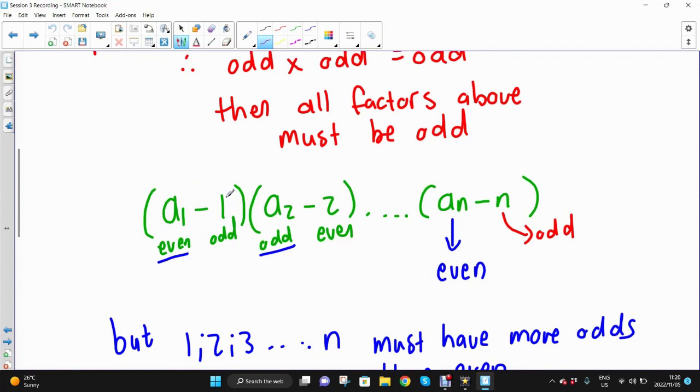But 1 we know is an odd number. So for the first bracket to give us an odd, this first number, which is A1, must be an even. That's the only way for me when I subtract numbers to get an odd answer. Same for the second bracket. We know that the number 2 is an even number, and for all of this to be odd, then A2 must be odd. So that whole process will carry on and on and on.